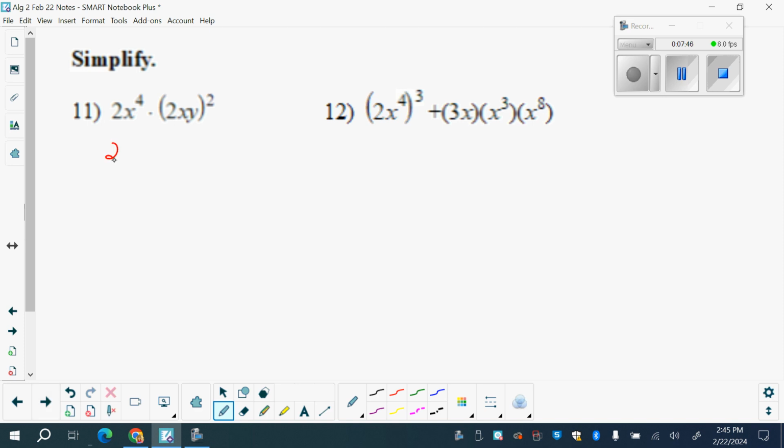So we're going to take 2x to the 4th and multiply it by, what's 2 squared? 4, and this becomes x squared, y squared, because we multiply those exponents. And now we multiply these together, and what do we get when we multiply these? Hey, Son, what do we get? Good. Yep.